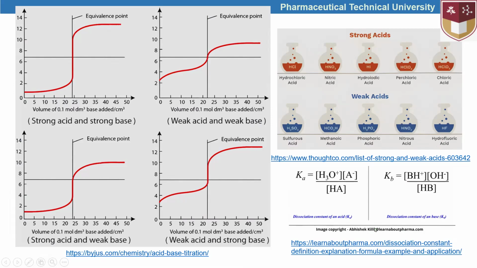Okay, we talked about this earlier. This is for acids and this is for bases.